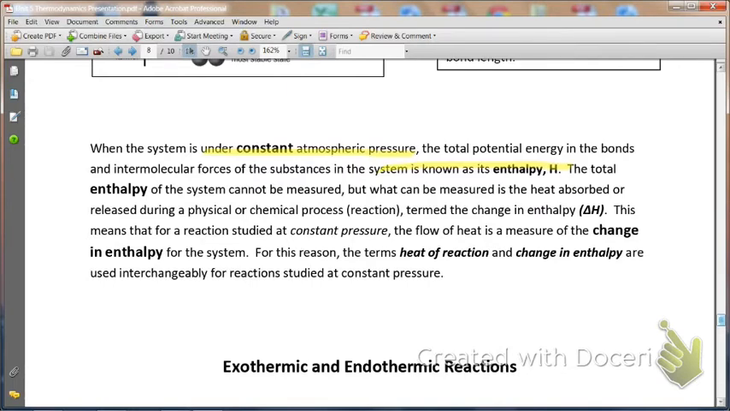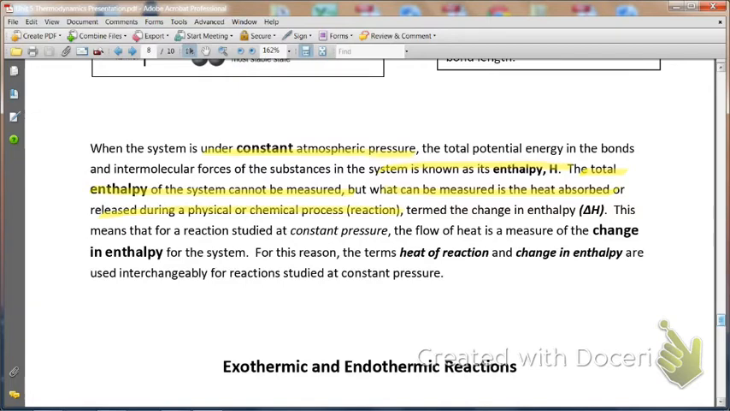Now, the thing to remember too is that the total enthalpy of the system cannot be measured. We can't measure it. Remember that a thermometer measures the average kinetic energy. It does not measure potential energy. We have no device that measures potential energy, and so we have to use this understanding of enthalpy. What can be measured is the amount of heat absorbed or released during a chemical reaction or process. So we can measure heat energy because we can use a thermometer.